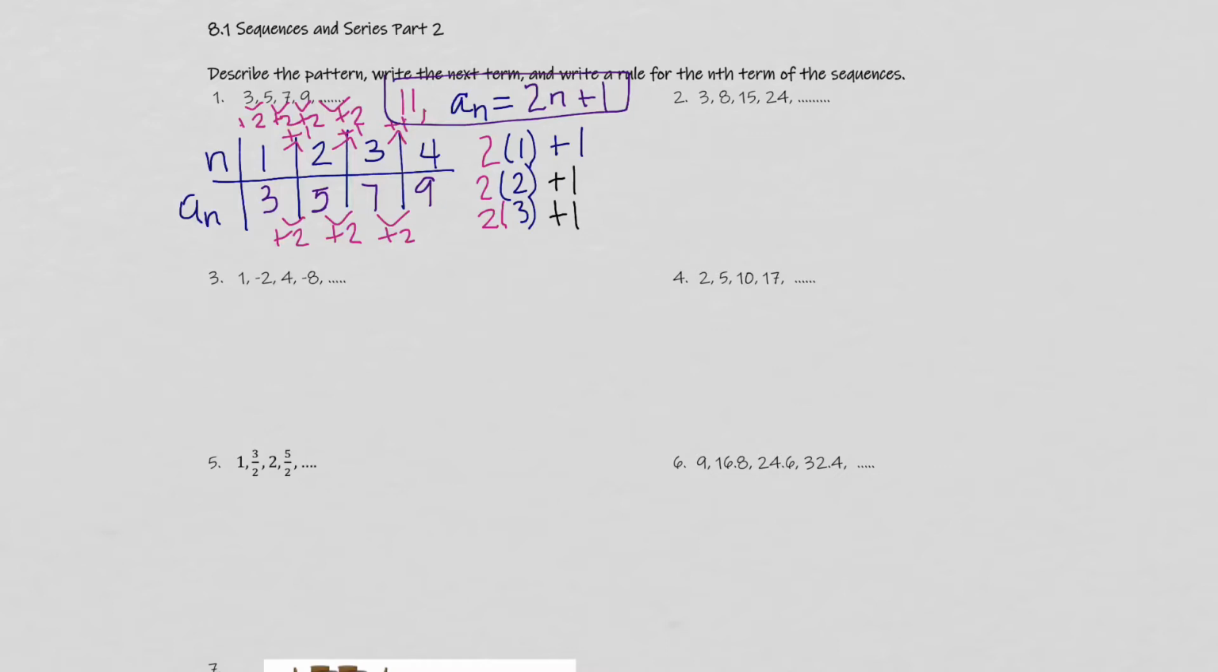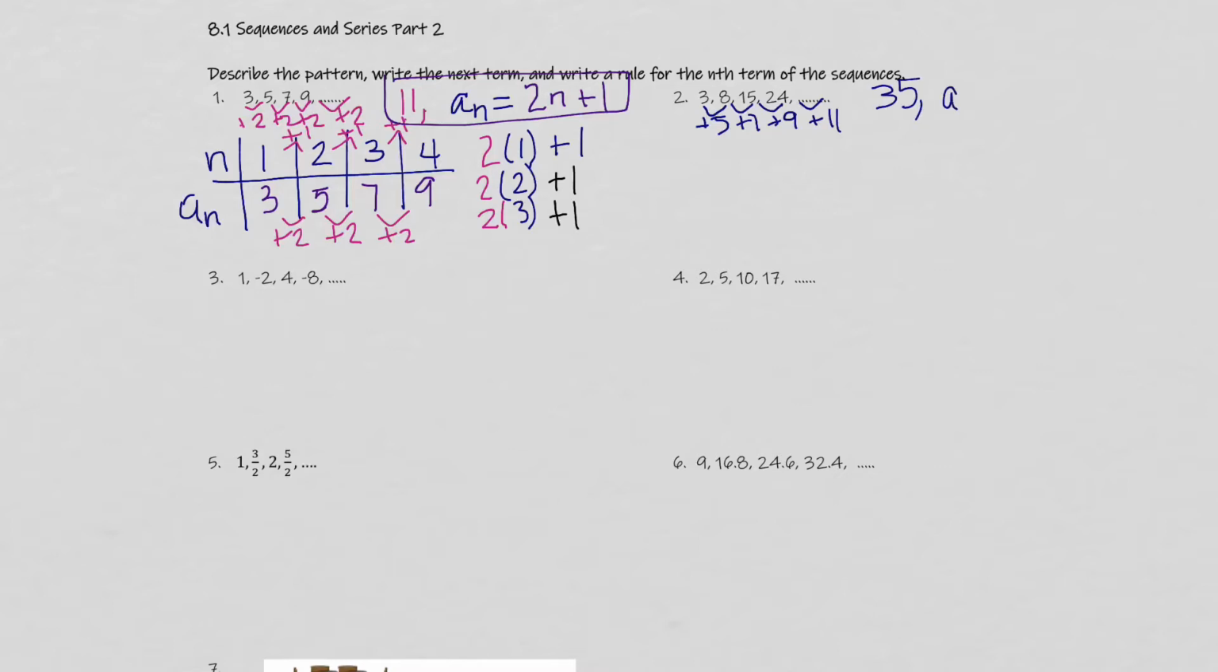All right, so let's look at number 2. My sequence is 3, 8, 15, 24. And I'm going to notice here that this isn't quite the same. This one goes up by 5. And between 8 and 15, it goes by 7. And between 15 and 24, it goes by 9. So I can find my next term because I know that I'm going to add 11 to 24, and my next answer is going to be 35.